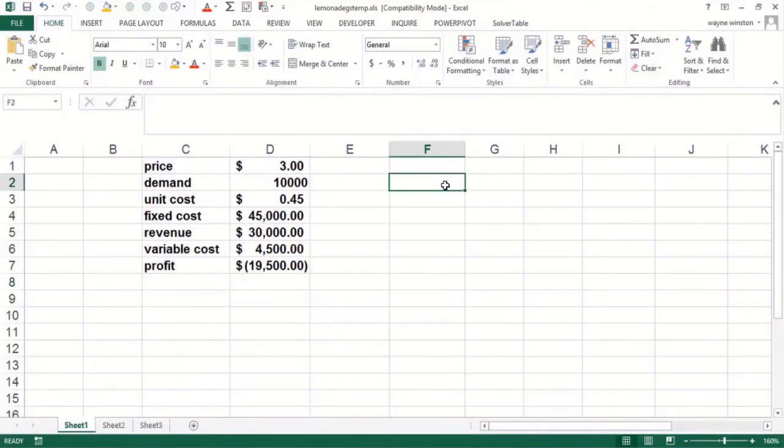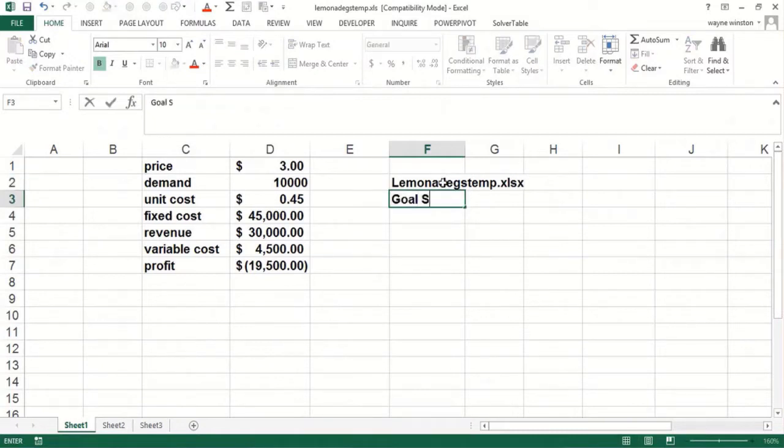In this video, we're going to learn about Excel's wonderful and powerful GOALSEEK feature. So our file is lemonade gs temp. And so let's briefly explain what GOALSEEK is used for.